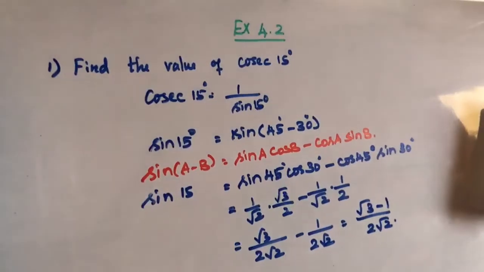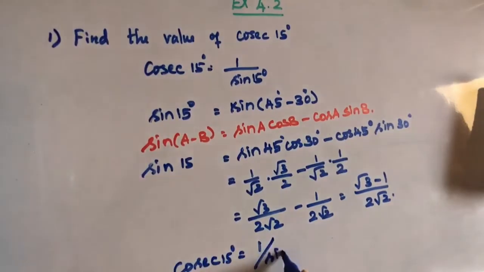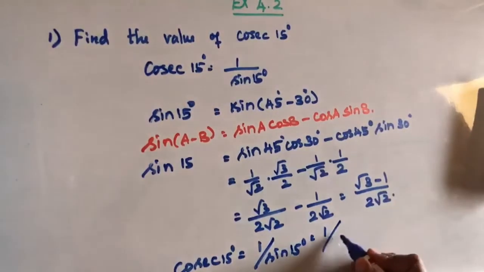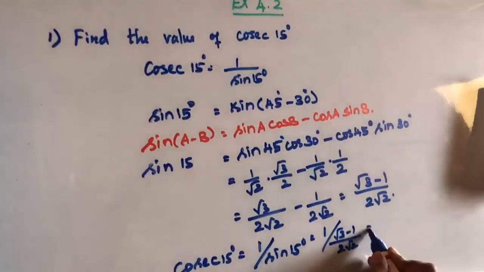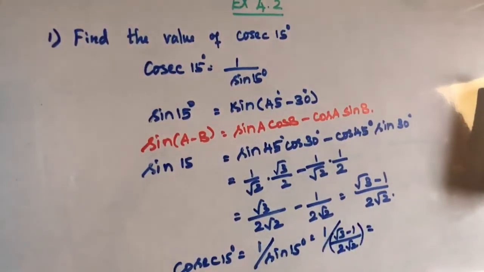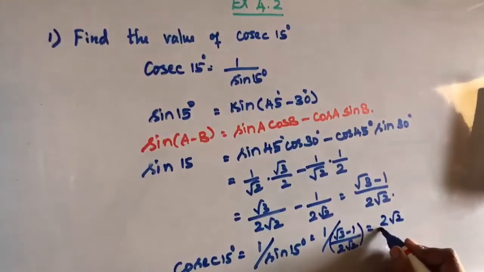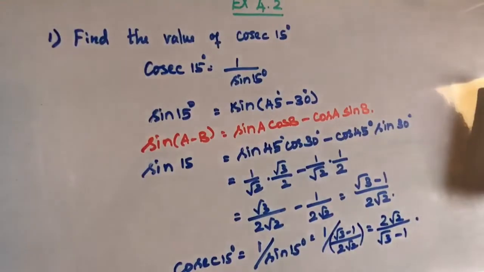Now, we have to find cosecant 15. So, cosecant 15 degree is equal to 1 divided by sin 15. That is 1 divided by this root 3 minus 1 divided by 2 root 2. So 1 divided by this expression is equal to 2 root 2 divided by root 3 minus 1, and this is the answer for cosecant 15.